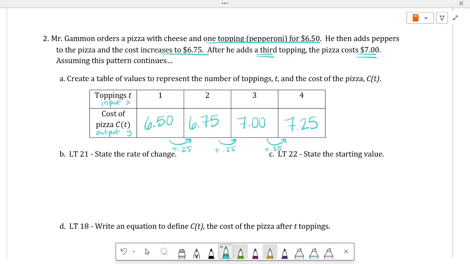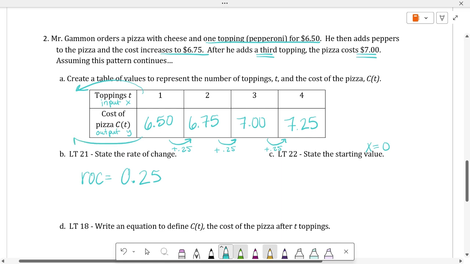So our rate of change, or our slope, is that 0.25. We are adding 25 cents every time. All right. State the starting value. Remember, the starting value is when X is 0, or the cost of a pizza with no toppings. So we have to work backwards. So we're going to take away 25 cents and find that when there are no toppings, the pizza costs $6.25.